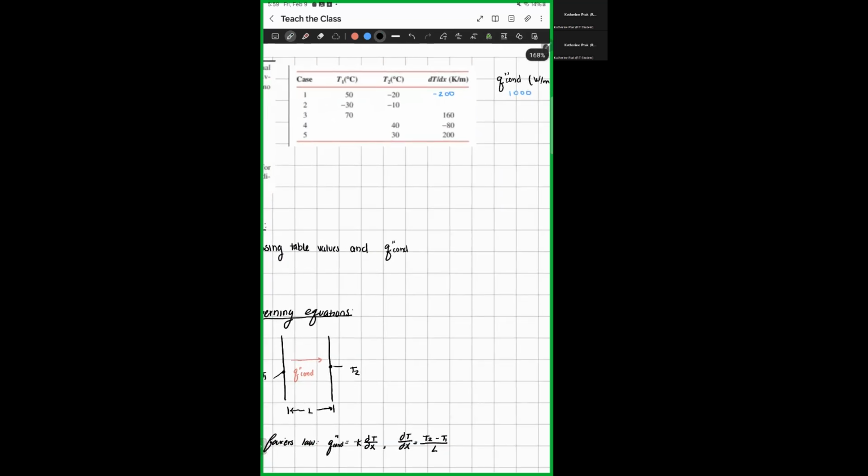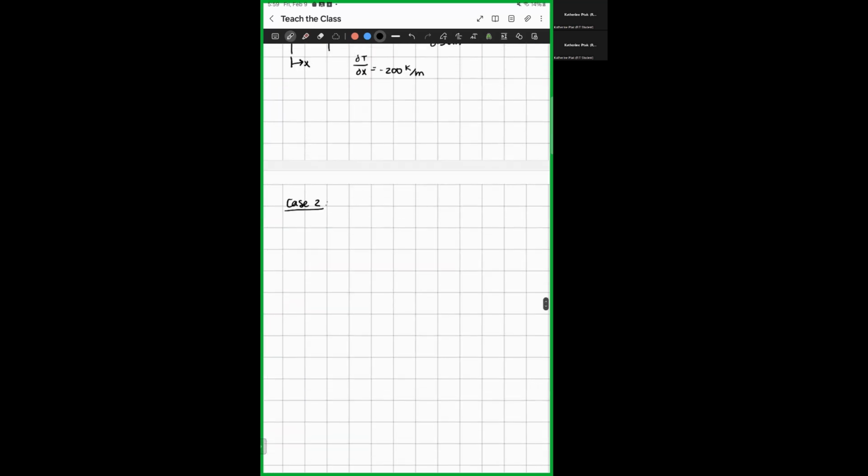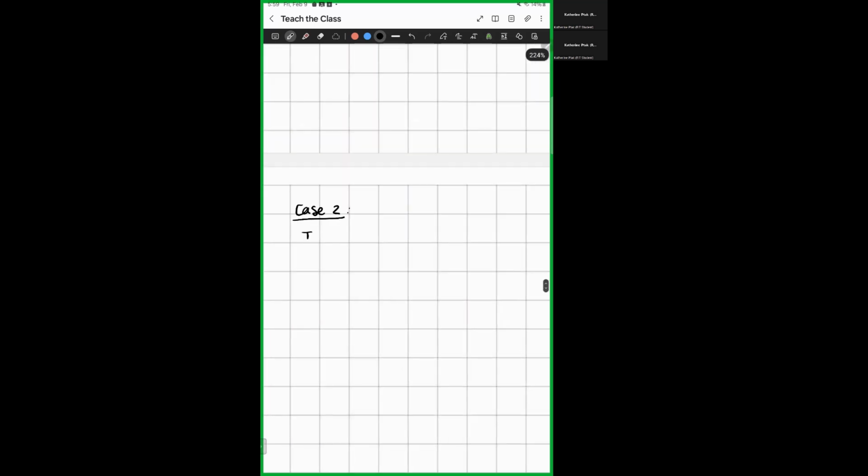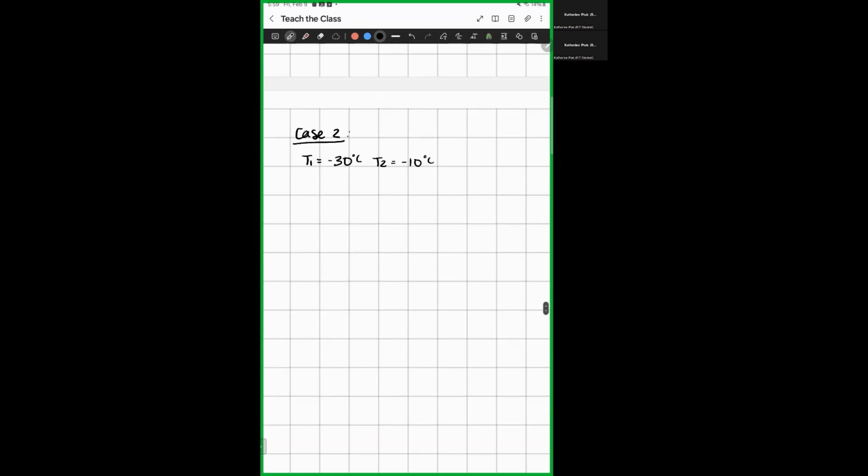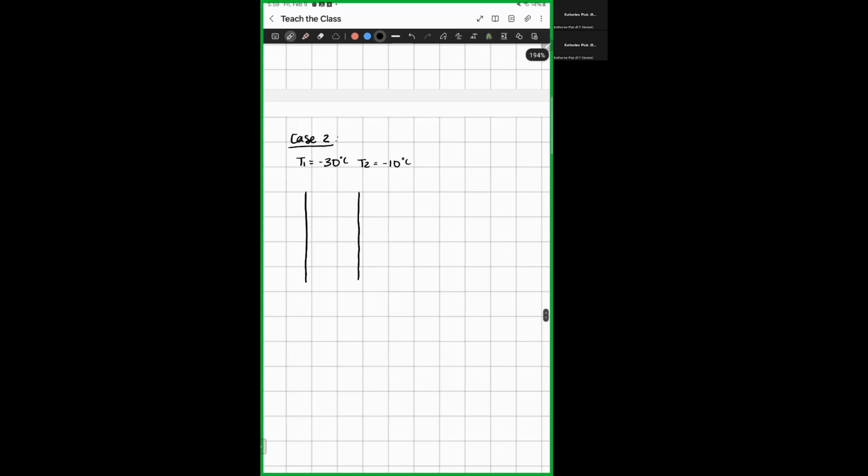So looking back at this chart, again, we are given T1 and T2. T1 is negative 30 and T2 is negative 10 degrees Celsius. So again, we're going to draw a picture, and we're going to draw it in the same way we were drawing it before.